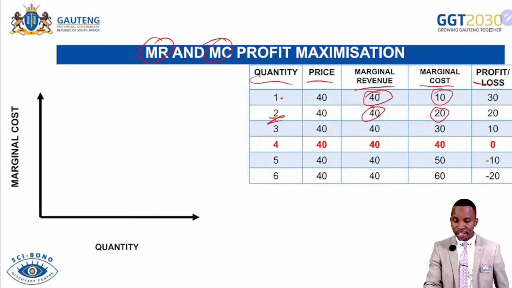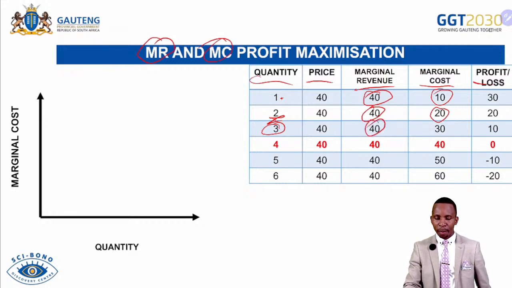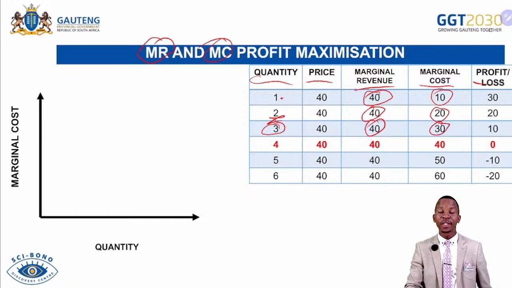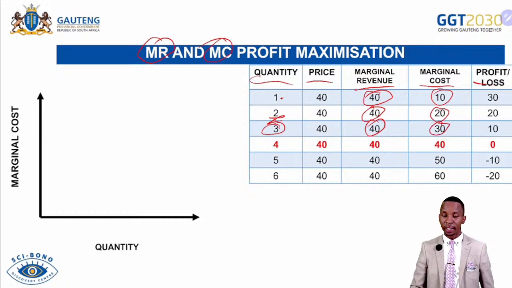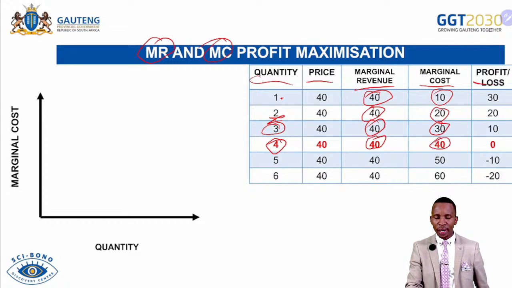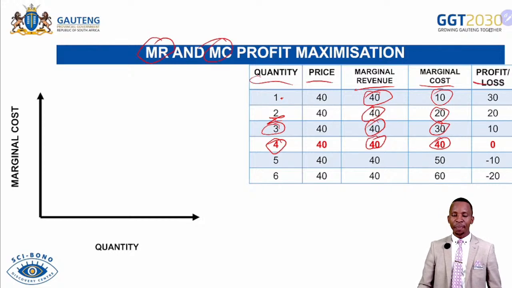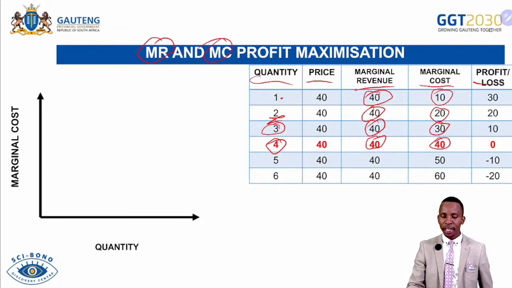And then at quantity number three, the marginal revenue equals 40, and then marginal cost equals 30. The firm still enjoys supernormal profit in this case. And then at quantity number four, or output number four, revenues for the business equal 40, and the cost for the business equals 40. So in this case, revenues equal cost. Therefore, the firm is breaking even. So the firm is making a normal profit, neither a profit nor a loss.